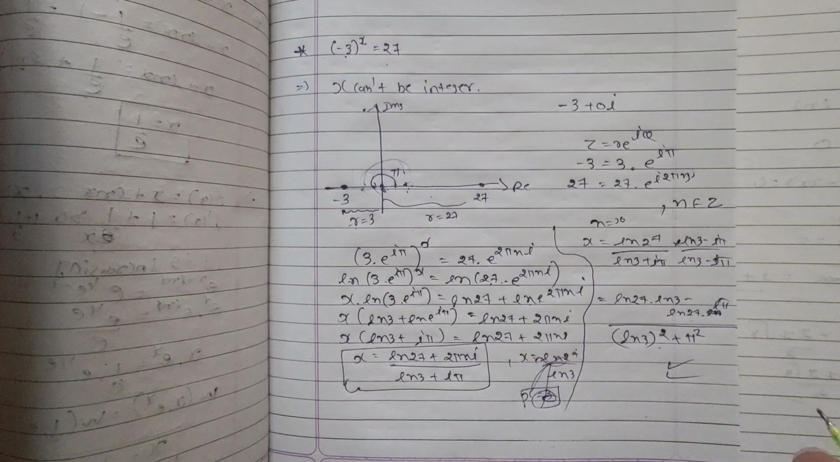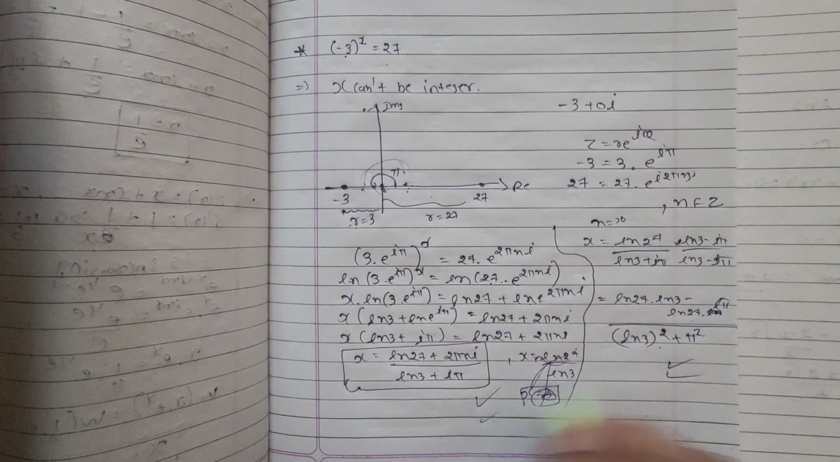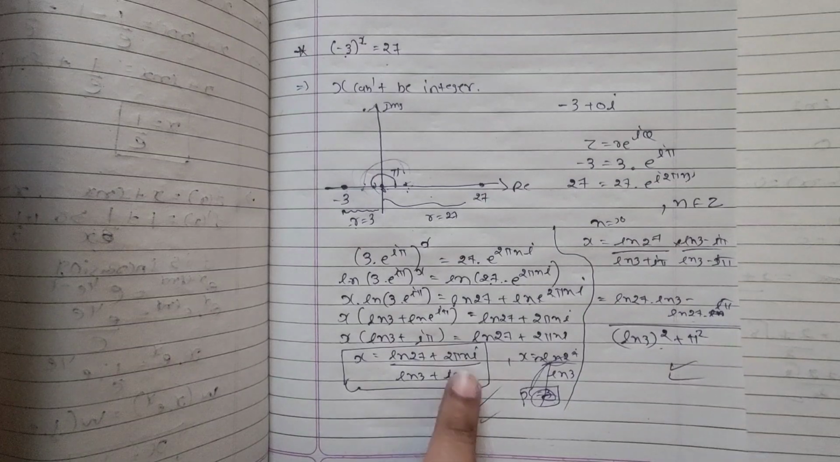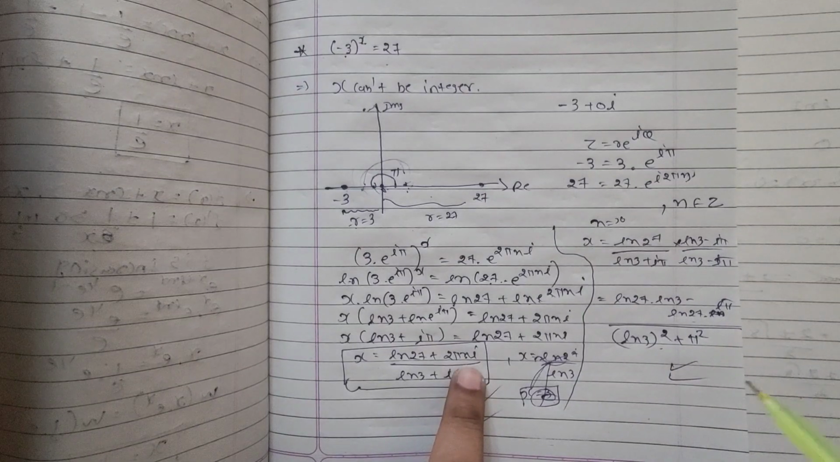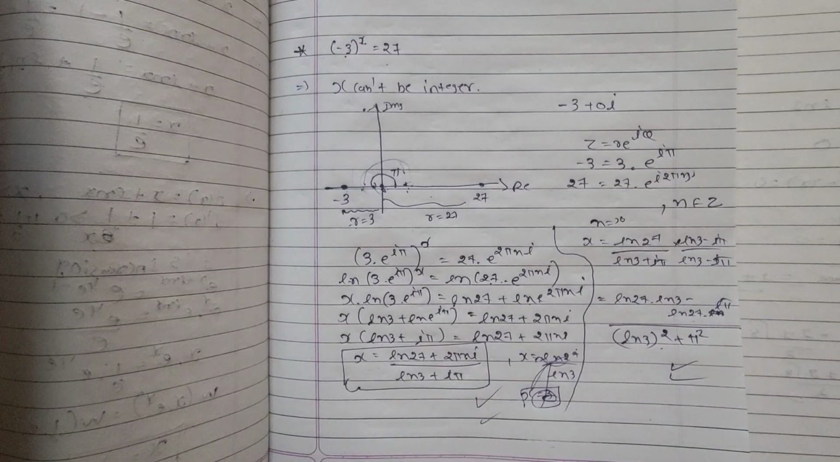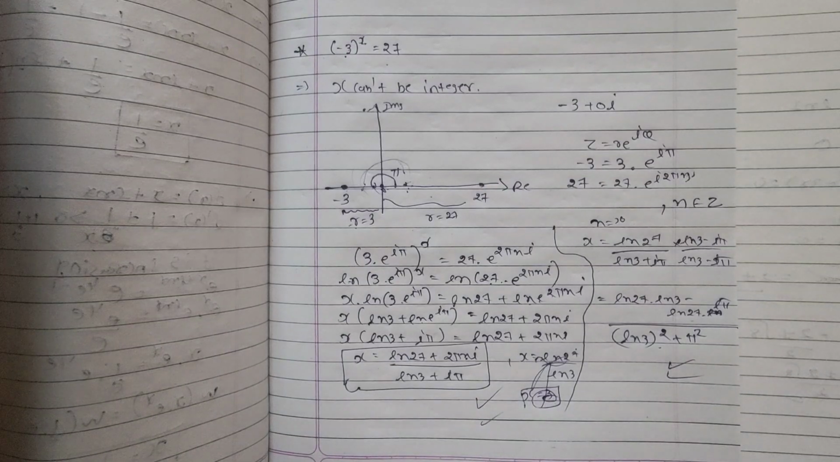So as I said, this is a very conceptual question, but our final answer will be this, right? It is in generalized form, and if you want to put n equal to 0, then this will be our answer. This is a very interesting question, right?